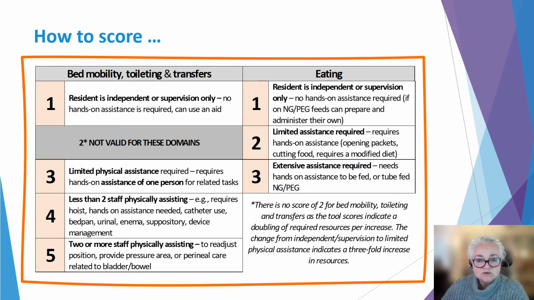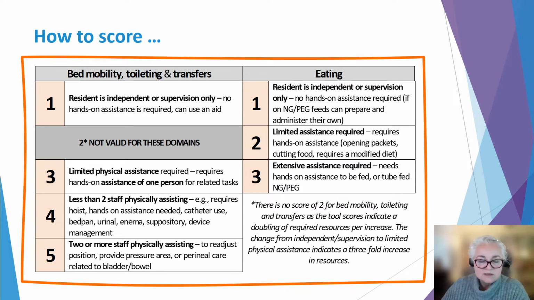When you get to the score of 3 in eating, this is extensive assistance required. So the person requires someone to sit with them the whole time whilst they're being fed, because if there isn't that assistance, the person would not eat. If the person's having tube feeding or nasogastric tube feeding, then they will also need someone to be doing that for them the whole time, and it's a maximum level of care given.